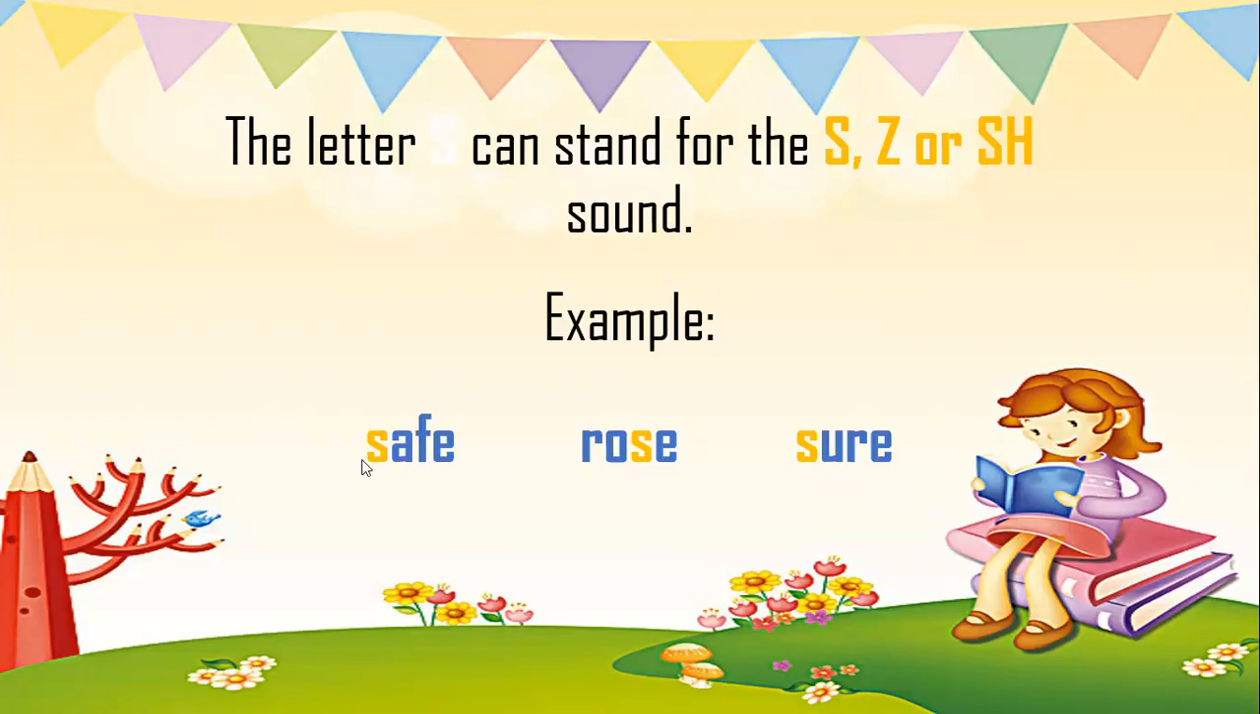So as you can see, in these three examples of words, we already have the three different sounds that the letter S can have, okay? One more time. The first sound of the letter S is like in safe. The second sound of the letter S is like in rose. And the last one is the sound that we have in sure. That is the last sound of the letter S.